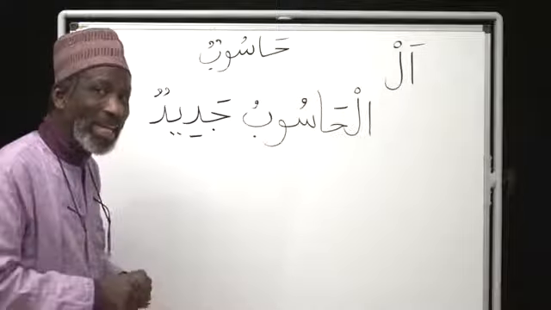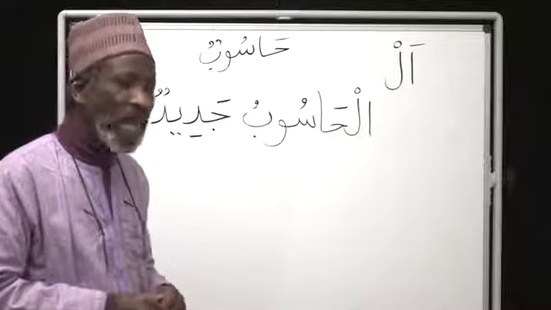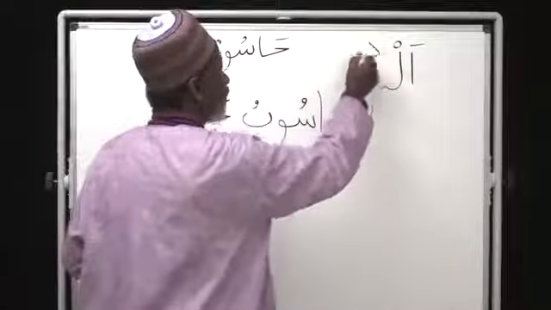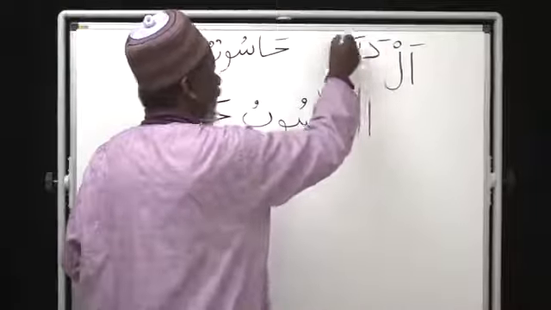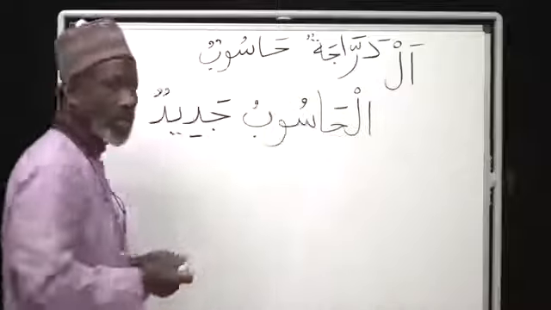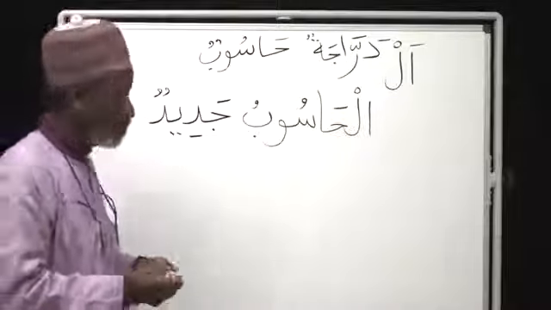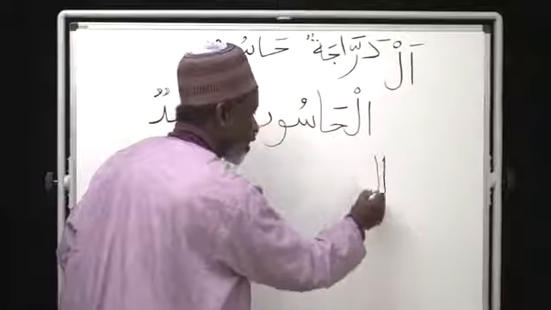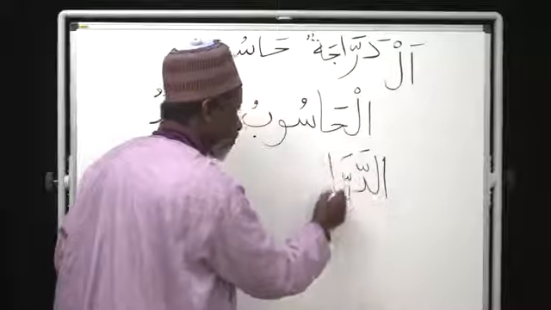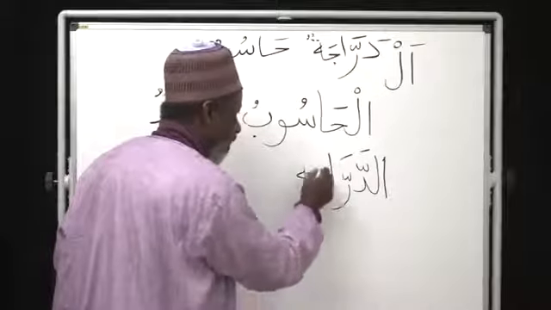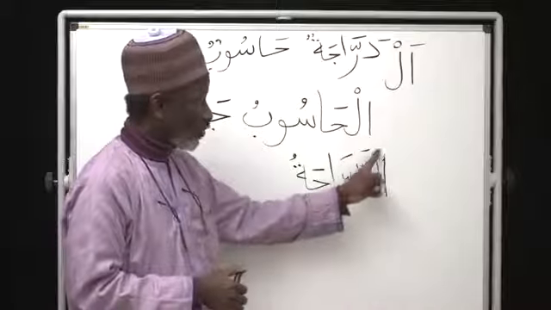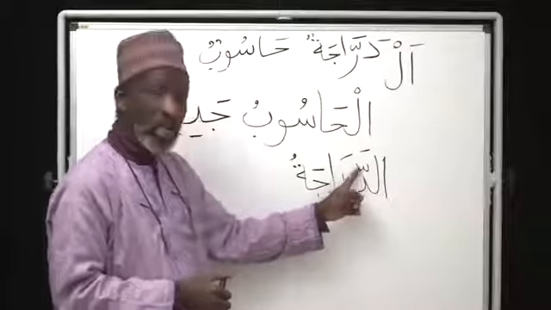Let's say I want to say the bike is new. Guess for me. The bike, of course, is darajatun. That's a bike. To say the bike, you say ad-daraja. Ad-darajatu. Remember, here you don't say l because of the shadda.